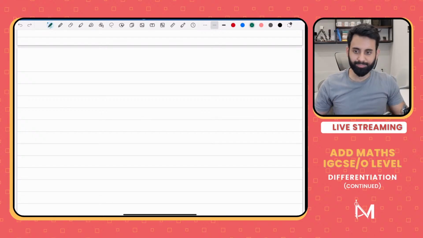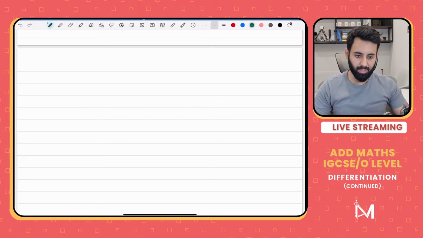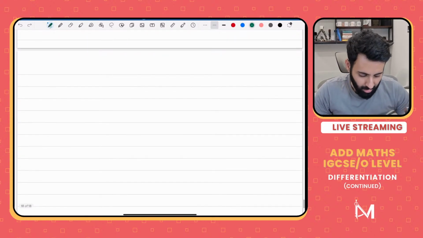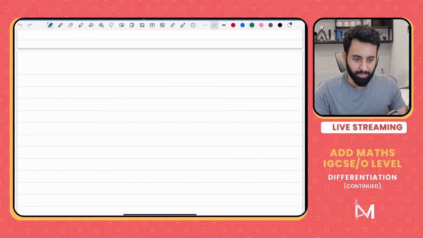Okay, anyway, let's start. Let's continue with differentiation. We're doing the first part of differentiation, and we have done equation of tangent, equation of normal, small change, rates of change.